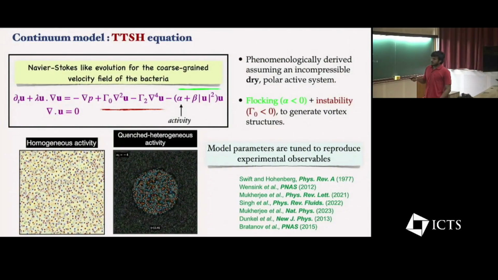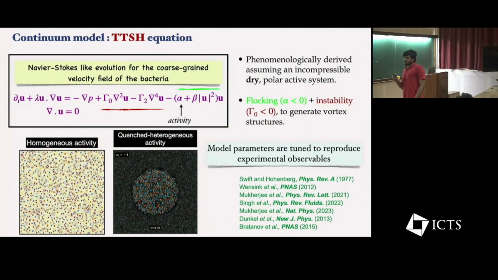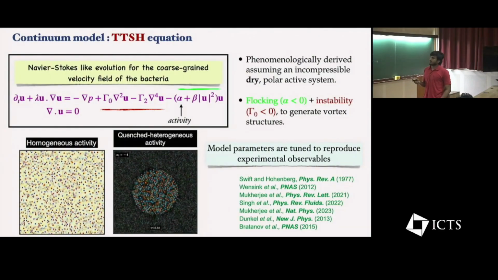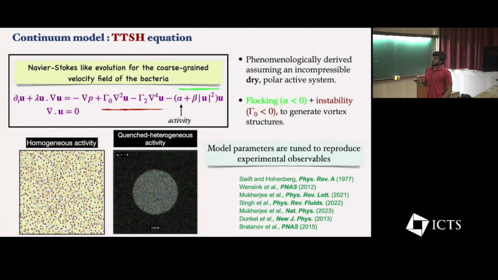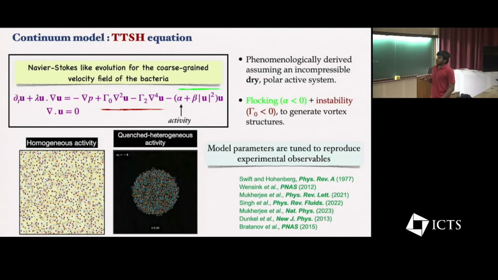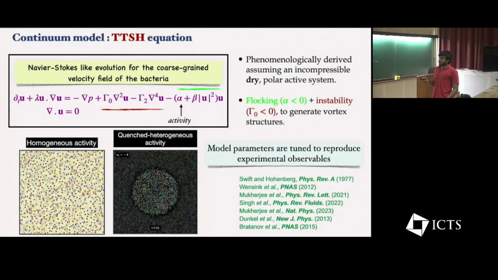But in dense suspension, we don't see global ordering, so there must be some instability mechanism, and there comes the Swift-Hohenberg instability term, the brick red underbar. The combination of these two will generate vortex structures.